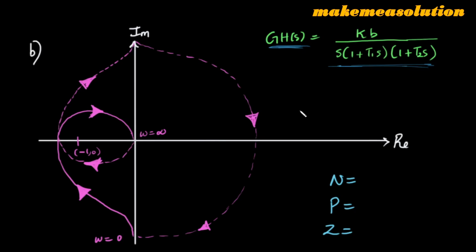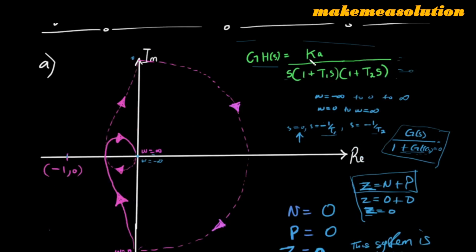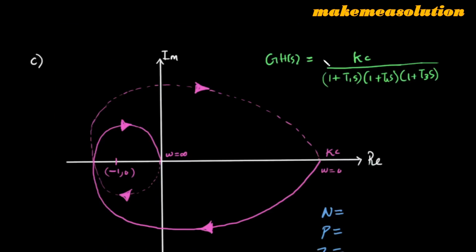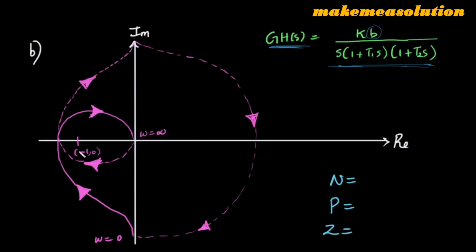This is the entire plot. Now take note, this one is the same as this one. The only difference is that the coefficient multiplying k is a in the first case, while the coefficient multiplying k is b in the second case. The multiplication of k by b has now made our plot encircle this point. So we are now going to determine the number of encirclements n of this point minus 1 comma 0.